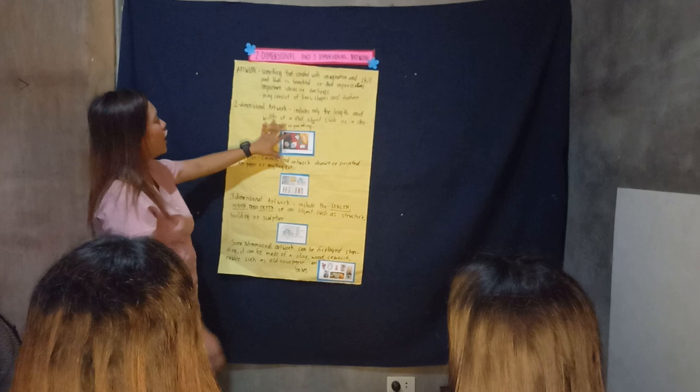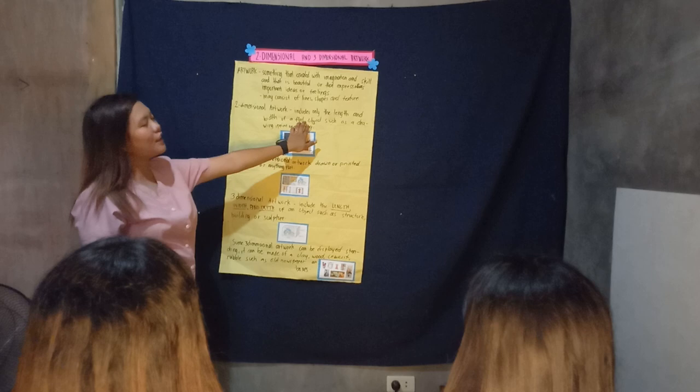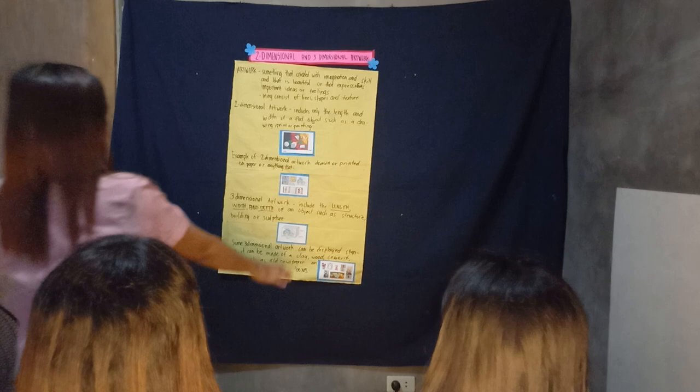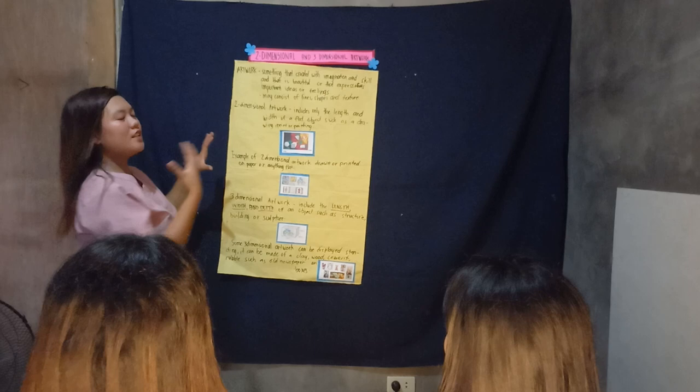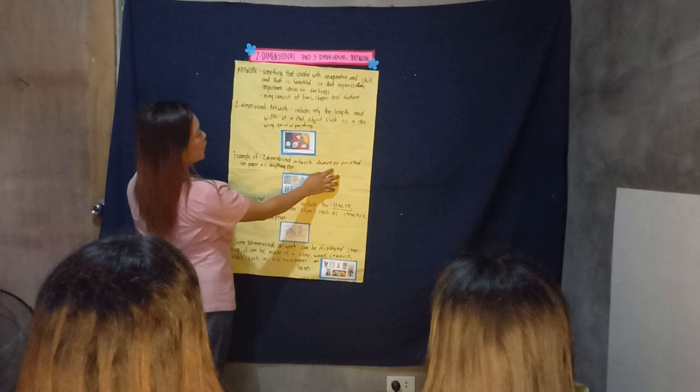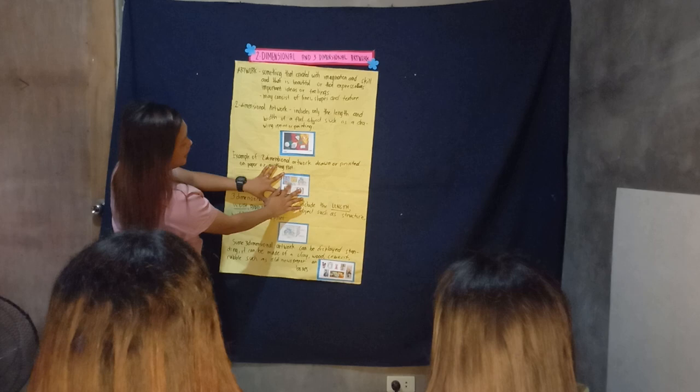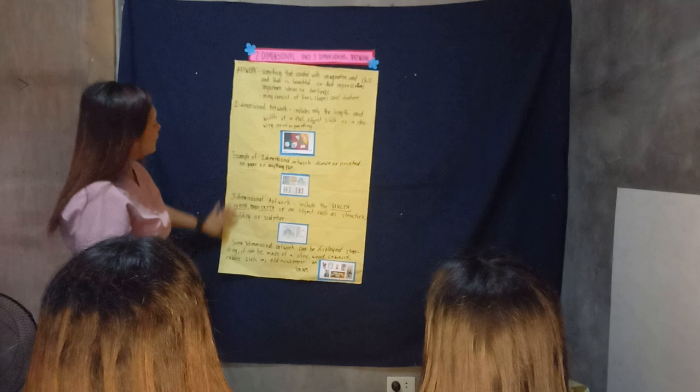And then, take note, two-dimensional artwork is a flat object. When we are far away, can you see that it is just flat? It looks flat. It seems not real. Example of two-dimensional artwork: drawn or printed on paper or anything flat. It is just a drawing. That is two-dimensional. When you see it, it is just flat.